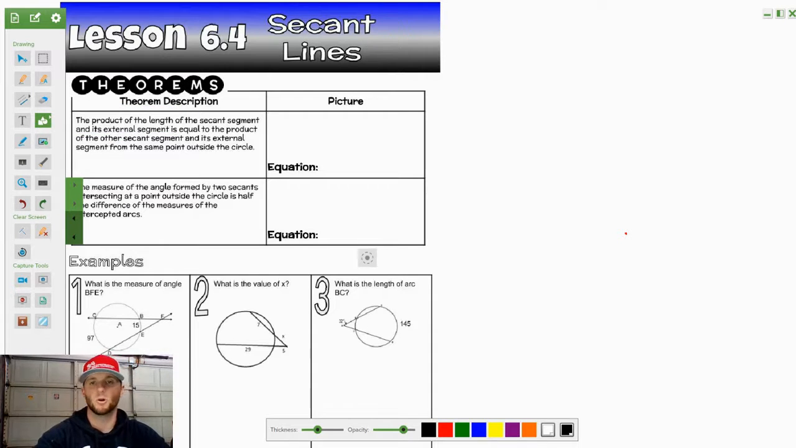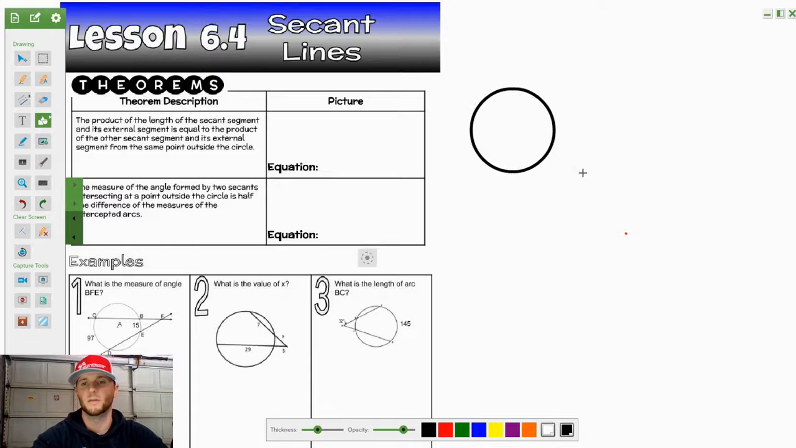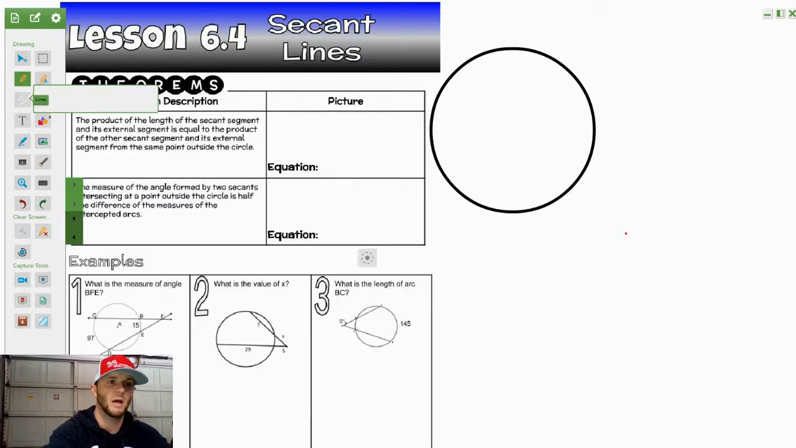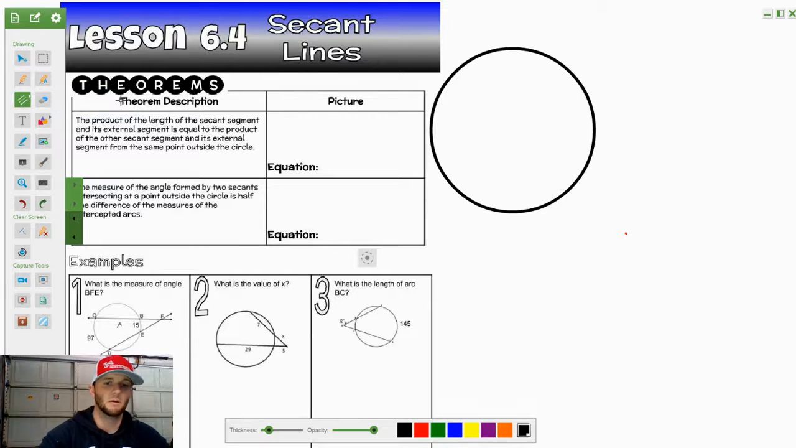What I'm going to do is draw a circle and explain further in detail. This is what you're going to draw inside that picture section, okay? Right now, I'm going to have two lines, basically. Let me go ahead and get my colors here. I'm going to do this one blue.